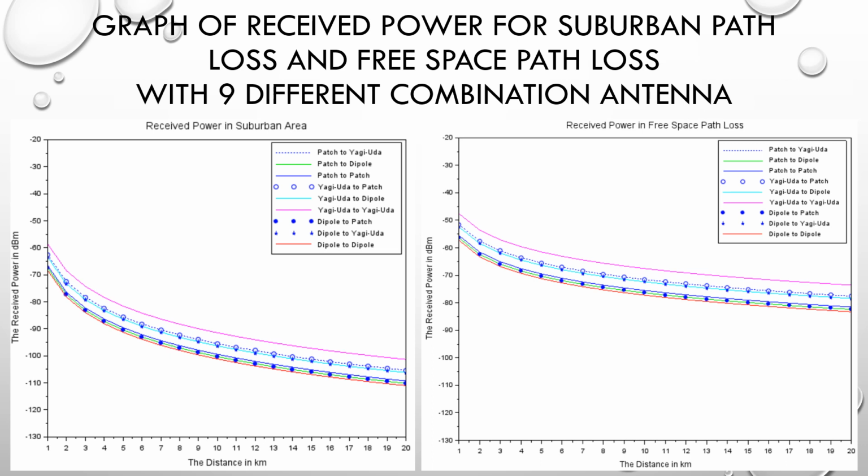Based on this comparison, the receive power in free space path loss is better than the receive power in suburban area. This is because the value for receive power in free space path loss is higher than receive power in suburban area. As I mentioned before in the previous slide, in free space path loss, the signal propagates in clear space with no obstruction or interference. The receive power decreases as the distance increases.